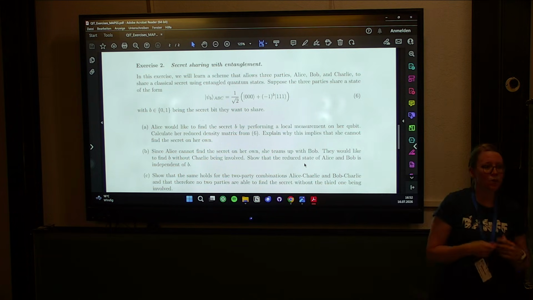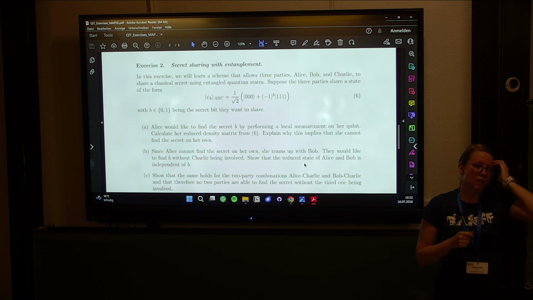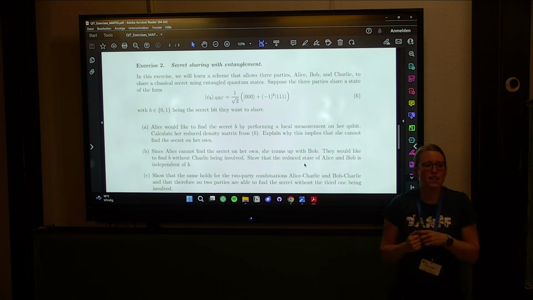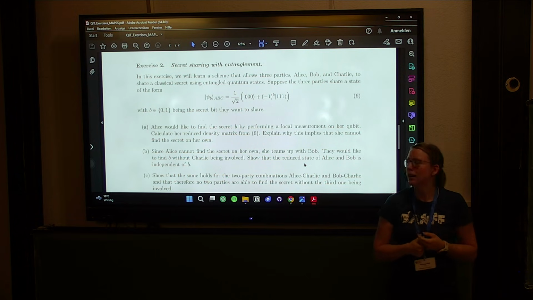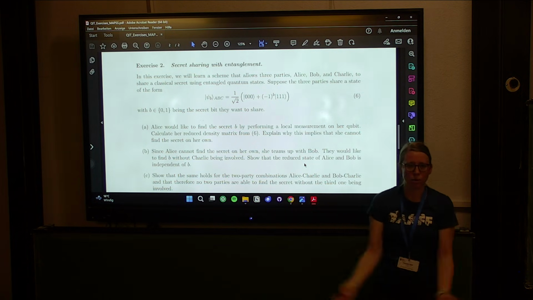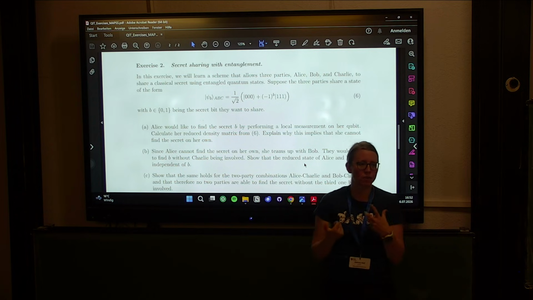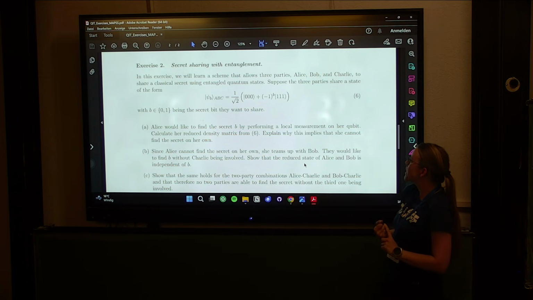First, we're in the situation where Alice, Bob, and Charlie are in three different parts of the world, and somehow they can't meet and make a measurement of the whole quantum state altogether to get this bit B. So they somehow have to communicate with each other.